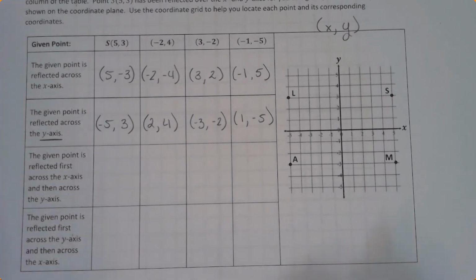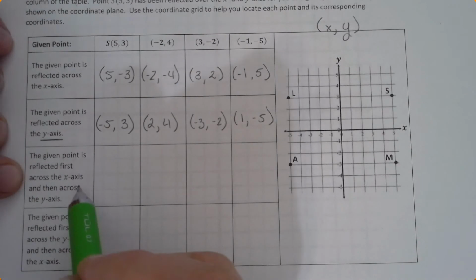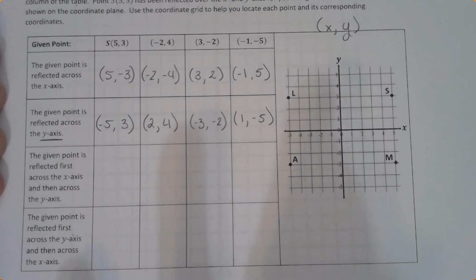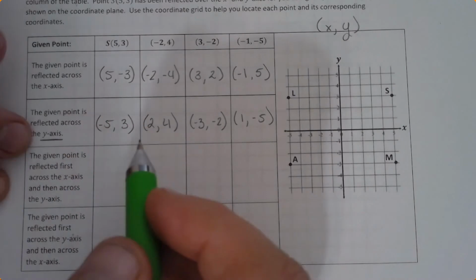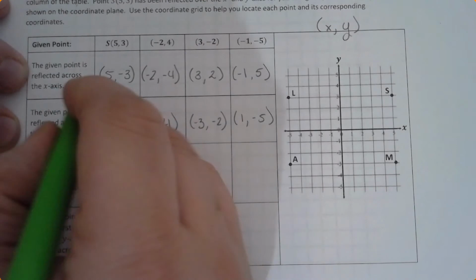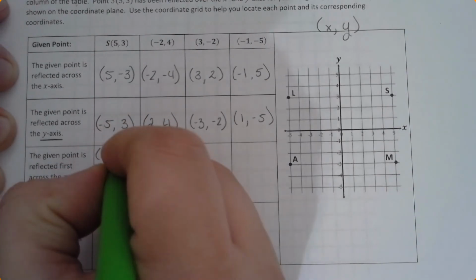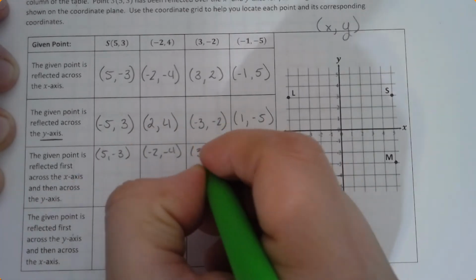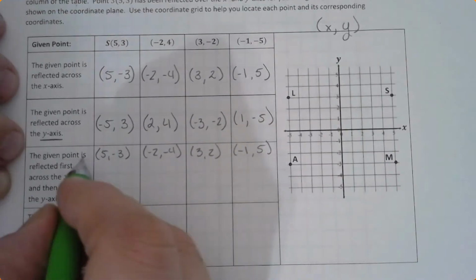All right, so the given point is now reflected first across the x-axis, then across the y-axis. So now we've been given 2 steps. The first thing that we had to do was reflect across the x-axis, which means we're just going to take the values that we were given and write them from the first row down here in the second row. So right now we're at 5, negative 3, negative 2, negative 4, 3, 2, and negative 1, 5. Now that is reflecting across the x-axis.